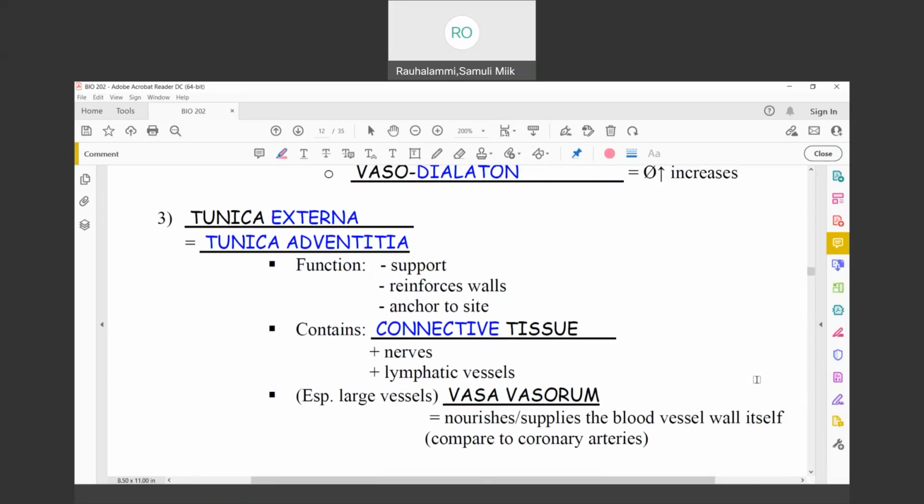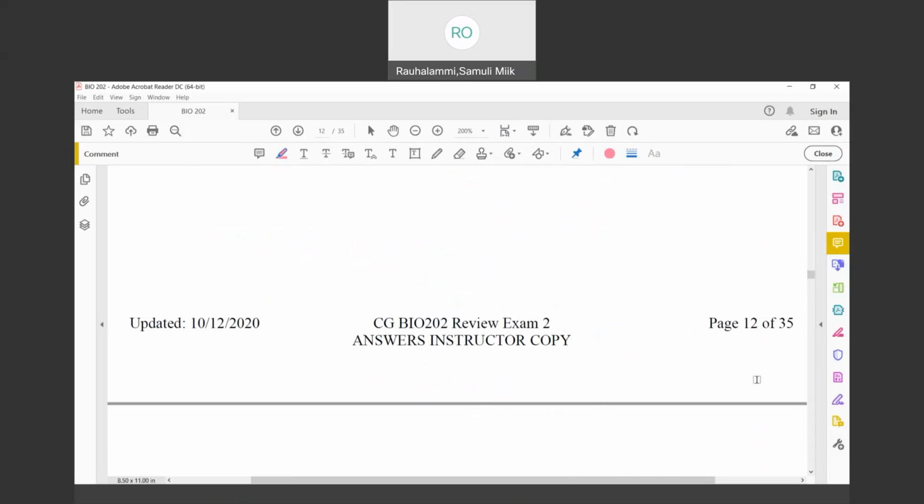If we had an especially thick blood vessel, we could end up with a situation where the blood supply to the blood vessel wall itself was not sufficient from the lumen, and we needed blood vessels supplying blood vessels. This was the adaptation of the vasa vasorum that we discussed in the class.